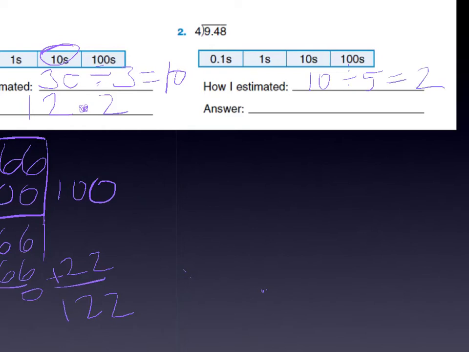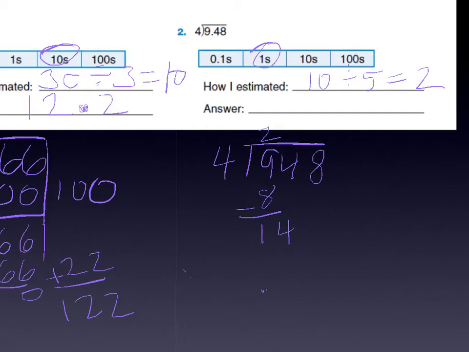Now, does it change anything? Not really. 8 divided by 4 is 2, 10 divided by 5 is 2. My answer is going to be in the ones place, regardless of my estimate. So that's a good estimate, okay? At least I think it's going to be a good estimate. Let's do my long division. So again, I'm ignoring my decimal point, doing long division, okay? So 4 goes into 9, 2 times. 2 times 4 is 8. I subtract, I get 1. I have to bring down my 4.